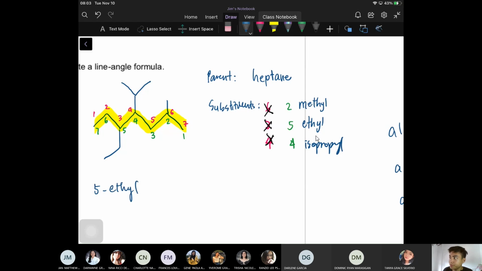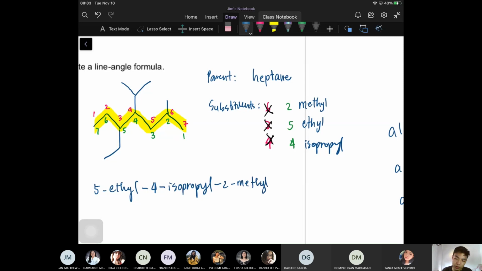Ano yung susunod? 2. Teka lang. A, B, C, D, E, F, G, H, I. So, I. So, ito. 4 isopropyl. So, may dash before the number and after the number. Again, walang spaces, ha? So, 5-ethyl, 4 isopropyl, dash, 2-methyl.